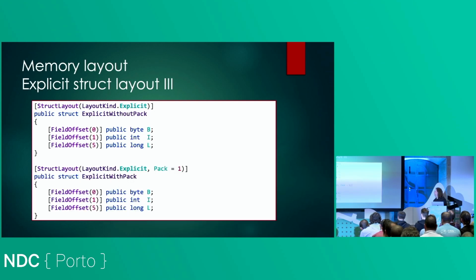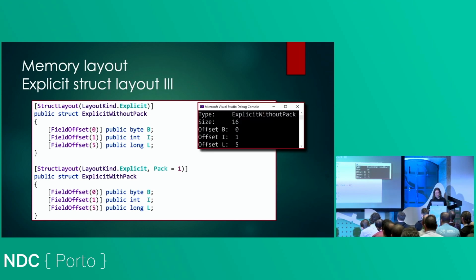I just tried it. So again, a simple example here. I got a byte, an int, and a long, explicit layout. The offsets are picked so that there is no overlap and no gaps. And in one case, I don't specify anything, so whatever the platform default is, I'll get. And in the other case, I say 1, so byte aligned. And so the good news is no, the offsets are actually honored. So you say you want it at 0, 1, and 5, this is what you get. But there is a difference. The size here, it's not 13. It's not what I need, it's 16.